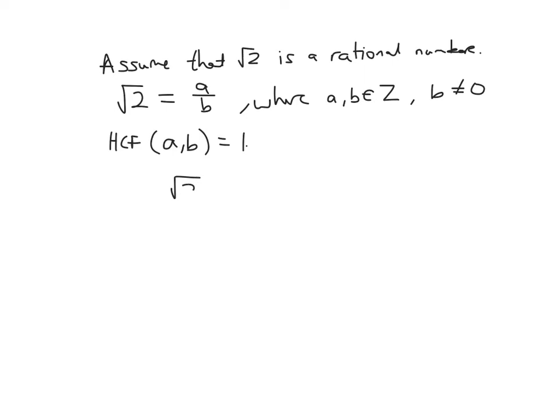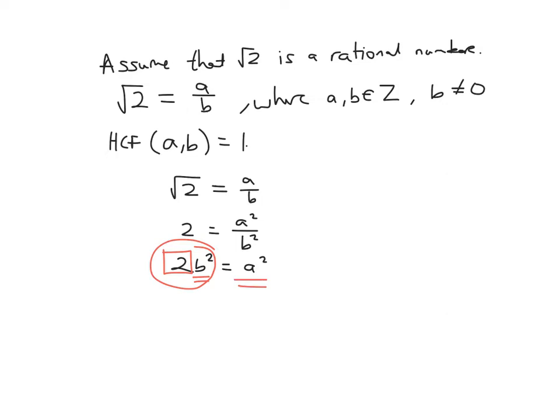So we're going to look at this equation now, and we're going to just mess around a little bit. So first of all, we're going to get rid of the square root. So we're going to square both sides. So that's going to give me a squared over b squared, and I'll multiply both sides by b squared. So that tells me that 2b squared is equal to a squared. Now, that means that if 2 is being multiplied by b squared, this answer will have to be even, which means that a squared must be even.